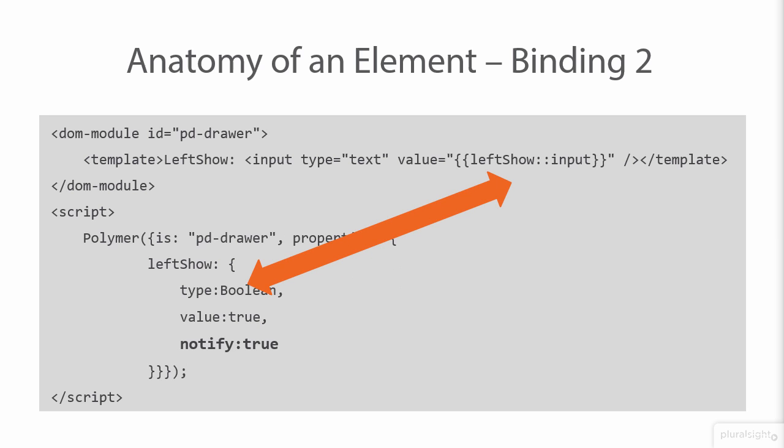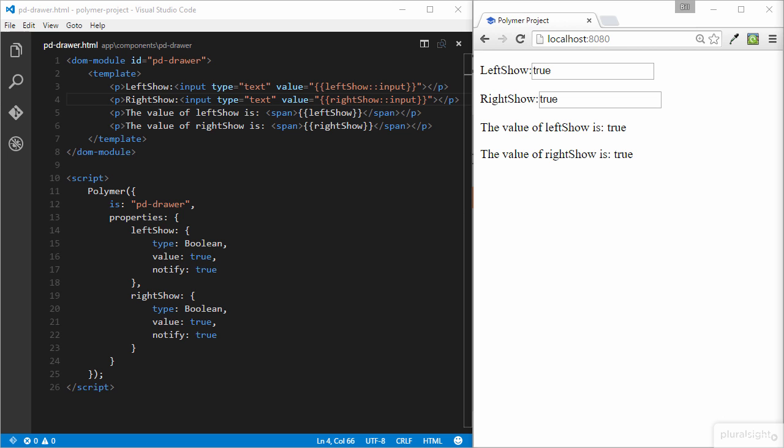In the second binding example, we've added the notify true value in our property. Now, we've enabled two-way data binding, so every time we change the value in HTML, it propagates to JavaScript as well. Let us preview this example. We can see the value being true, and once we change it to false, the changes are propagated back to the JavaScript property, and to any other elements as well from there on.